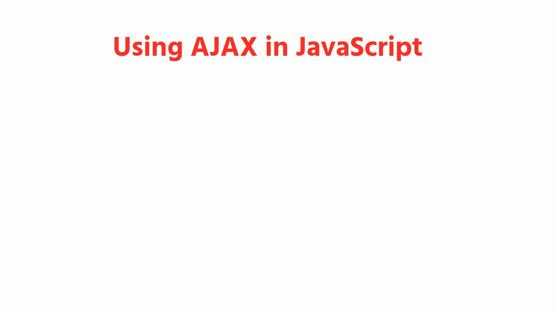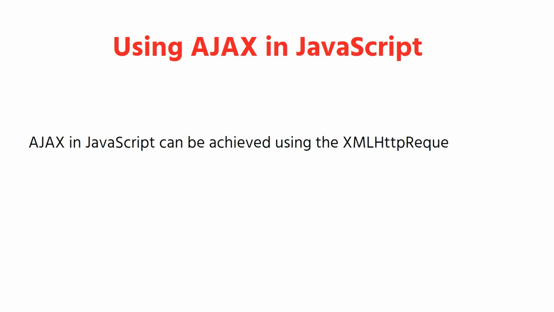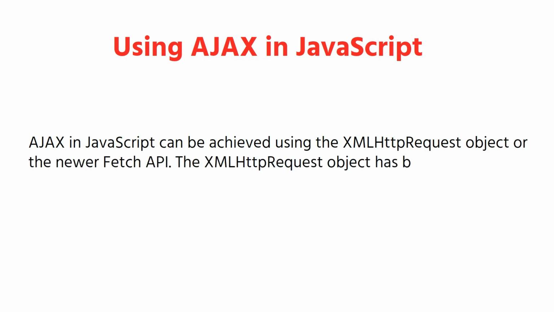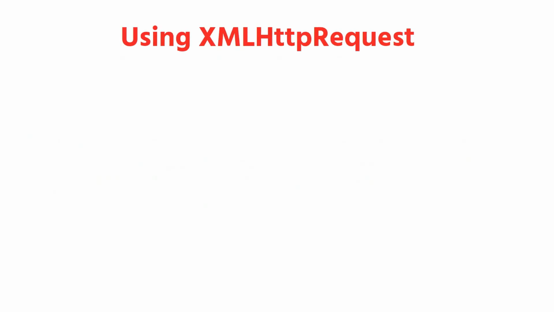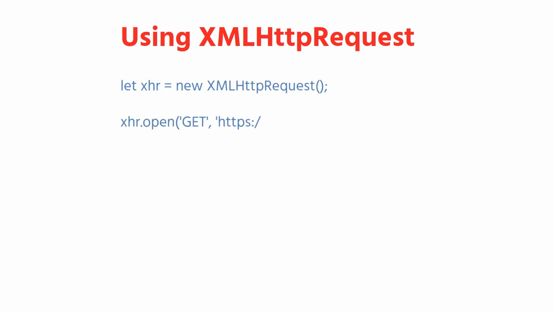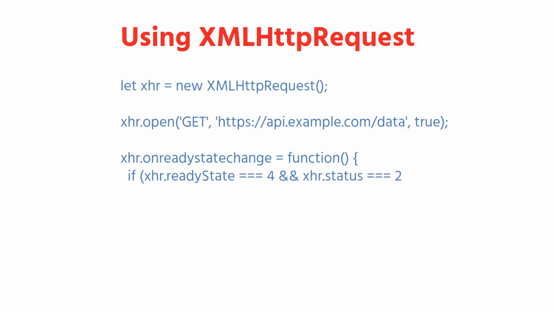Using AJAX in JavaScript. AJAX in JavaScript can be achieved using the XML HTTP request object or the newer Fetch API. The XML HTTP request object has been around for a long time and is still widely used, while the Fetch API provides a more modern and easier to use approach. Using XML HTTP request. Using Fetch API.